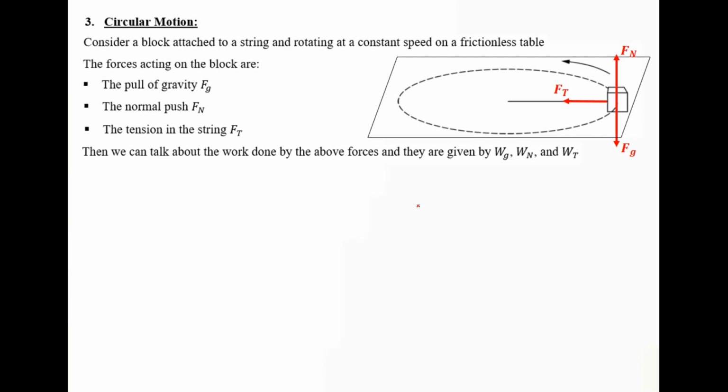Now we can talk about the work done by these three forces, given by the work done by the pull of gravity, the work done by the normal push, and the work done by the tension. The work done by the normal push would always be 0. Now let's utilize here the displacement if the block is moving along the circle.